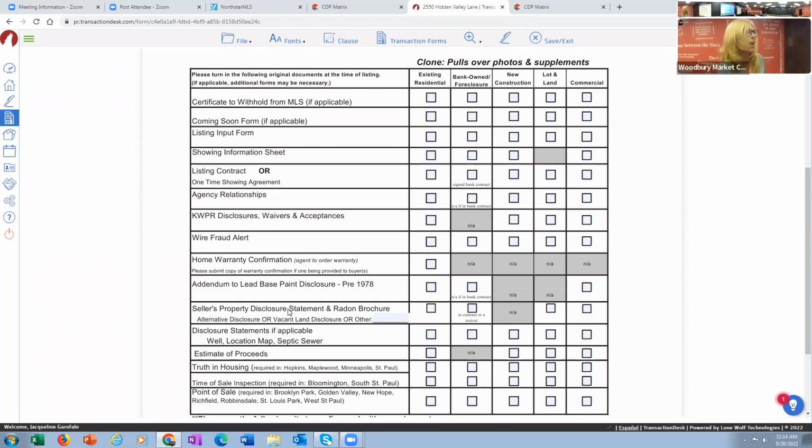At the same time, I do the listing input form with the client, and we'll go through it, but that is where you have all your measurements, all your building data, right?